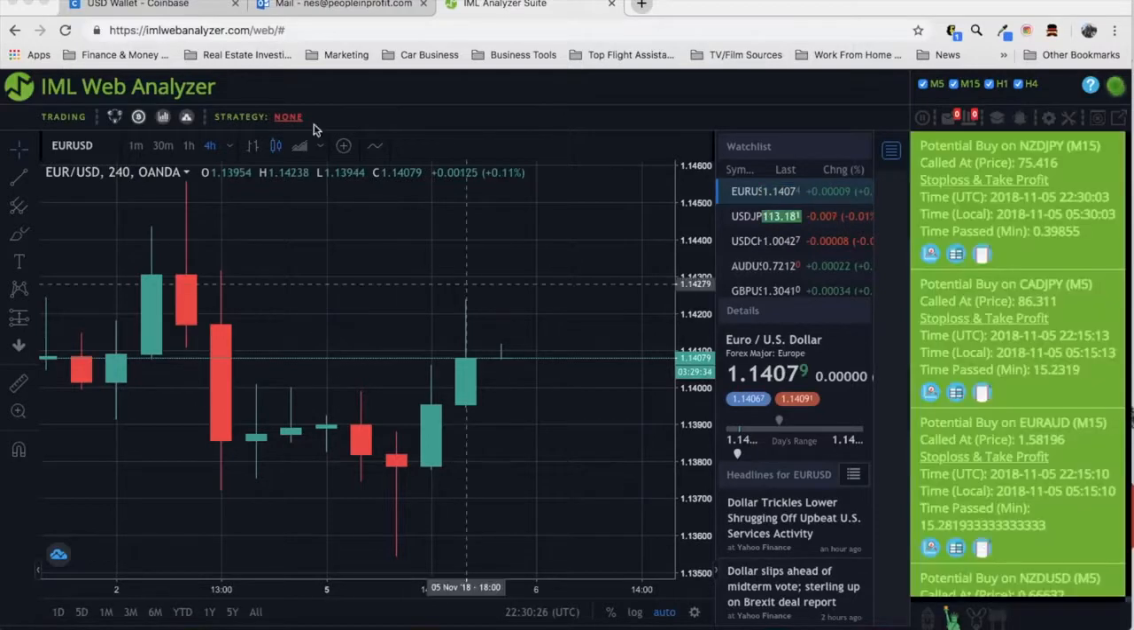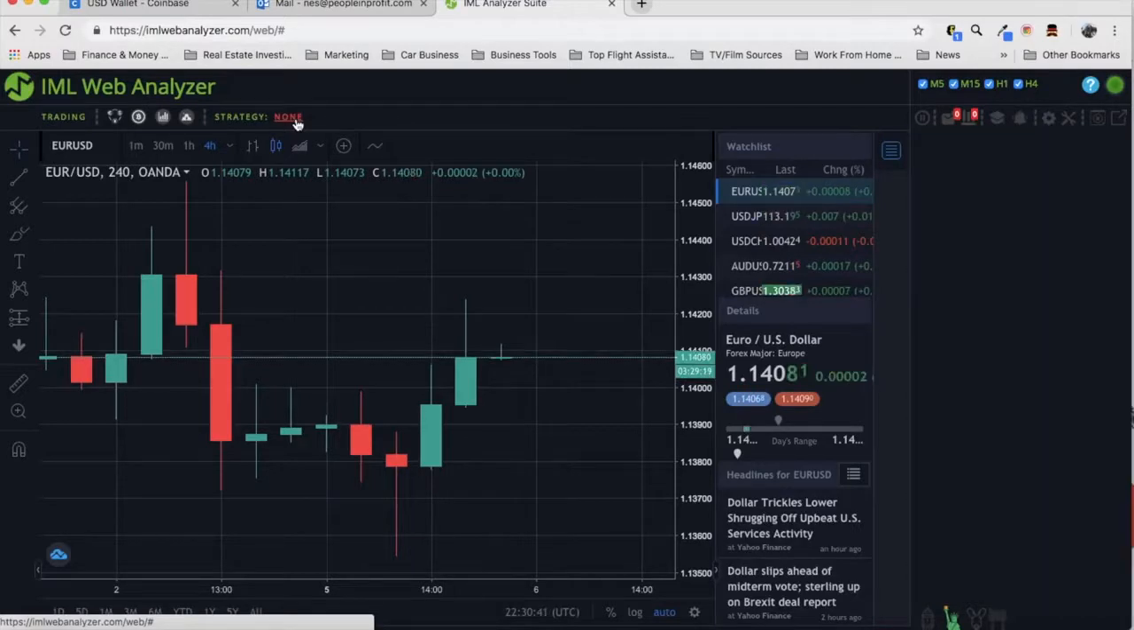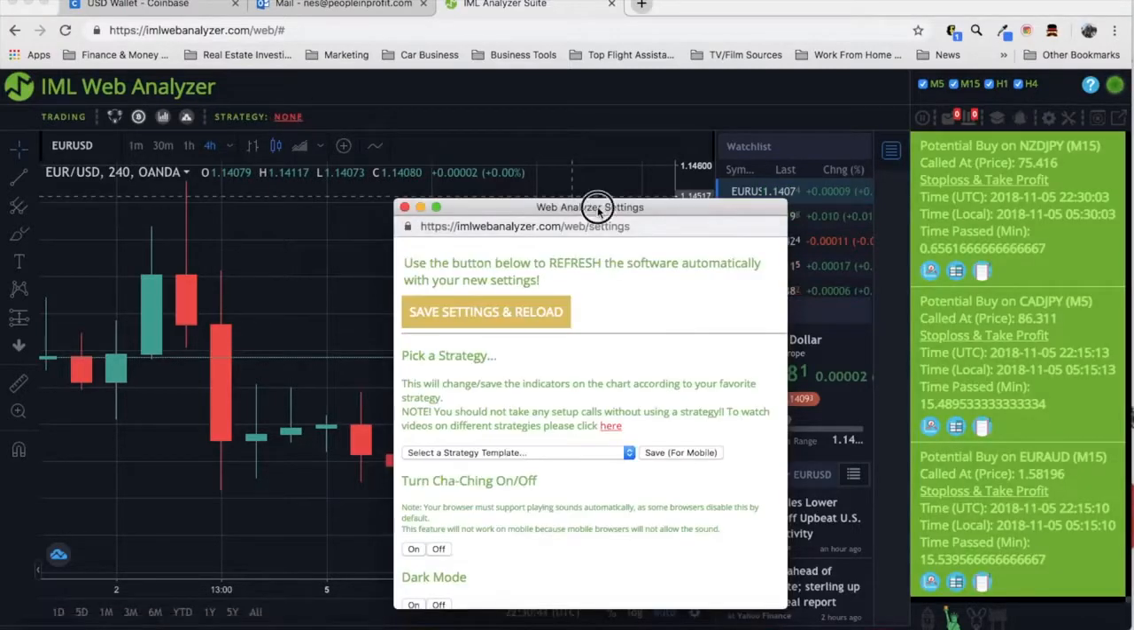So what we're going to do is click this red link over here. It reads none. Now on your screen, it may read null, N-U-L-L. It may read select a strategy template, or maybe a strategy template you have used before. Regardless of what it says, you're going to click the red link here, and this box is going to pop up.